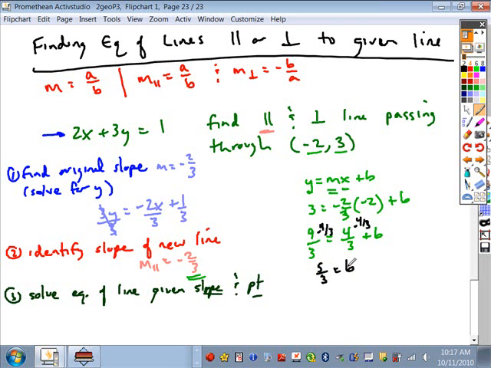And so the equation of our parallel line, again the two vertical bars represent parallel, is equal to, our slope was negative 2/3 x, and our b value, our y-intercept, is a positive 5/3. And so that would be the equation of a line that's parallel to this given line and passes through the point negative 2, 3.